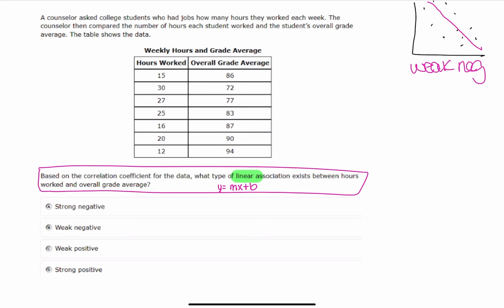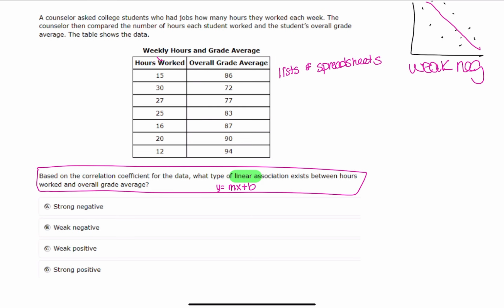And anytime we see a table, we go to lists and spreadsheets. So you need to put this in lists and spreadsheets. Remember that this is your X, this is your Y, so this is your A, and this is your B. We're not going to need anything that's up here. Please remember to actually put this in lists and spreadsheets because it is going to make a difference for you. Negative 0.9019 is what you should have gotten, and 101.969 is what you should have gotten for your B.